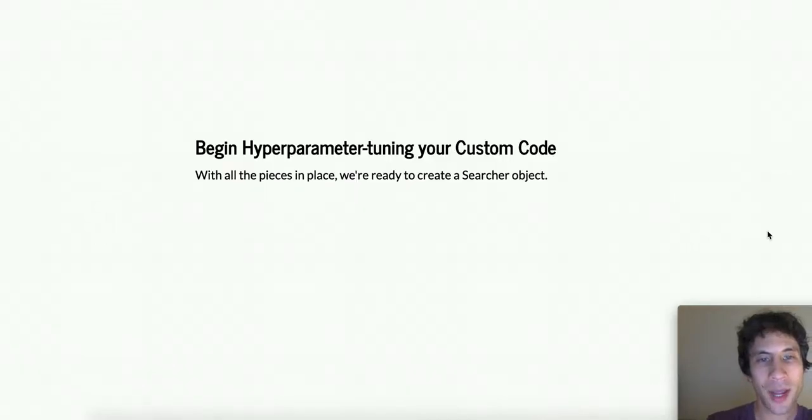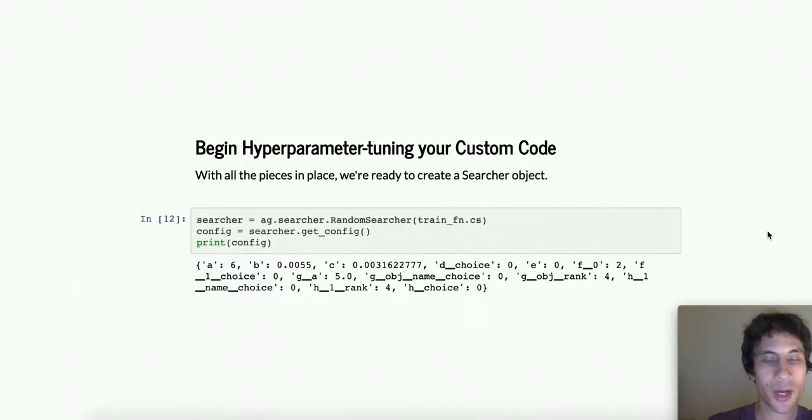Now let's start hyperparameter tuning this custom code. First, we need to create a searcher object. Let's just start with a random searcher. Here we call the searcher on our training function, which recall we had defined the default search space as the combination of all the previous search spaces we previously talked about. When we call searcher.getConfig, the random searcher will return a random configuration from the search space, printed here.